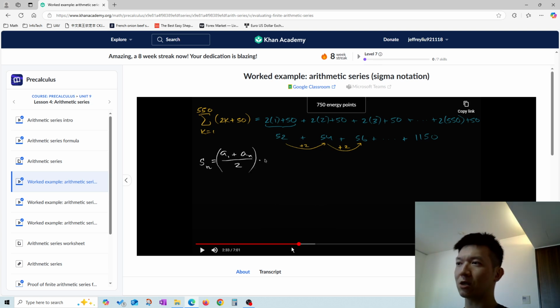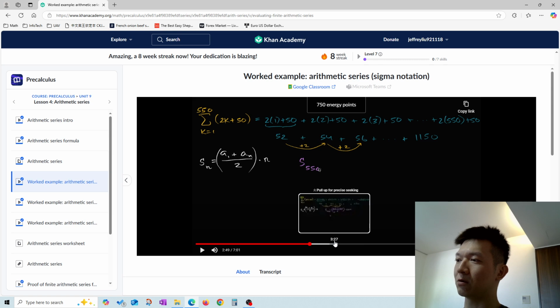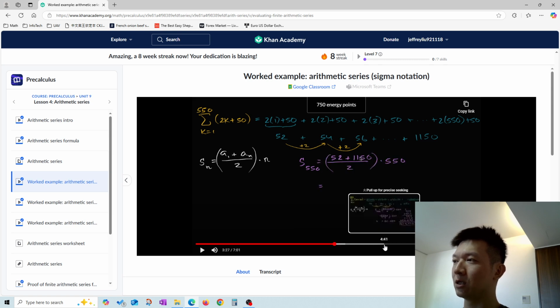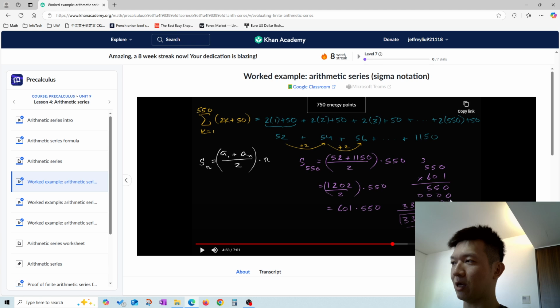Okay, so what is our series formula where we sum up the whole thing? It's gonna be the first term plus the last term divided by 2 and times the number of the terms that we have. In this case, it's going to be 550, right? Okay, so that will be our series formula where we add up everything, and you'll find out the answer is this.